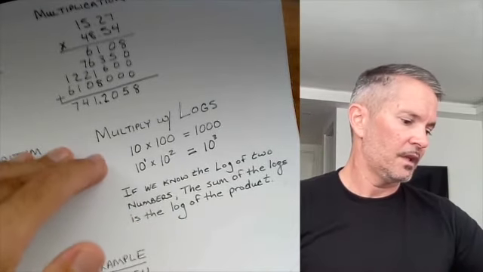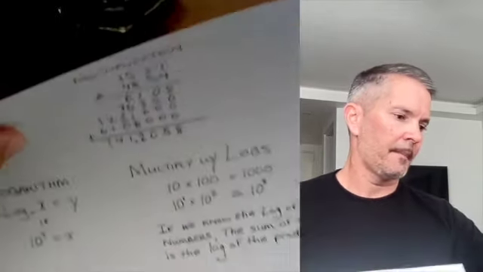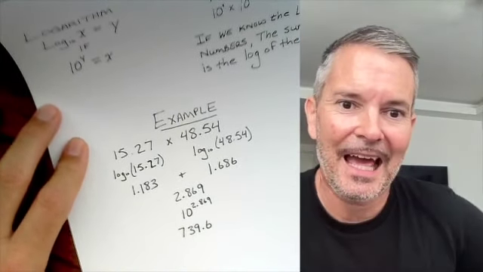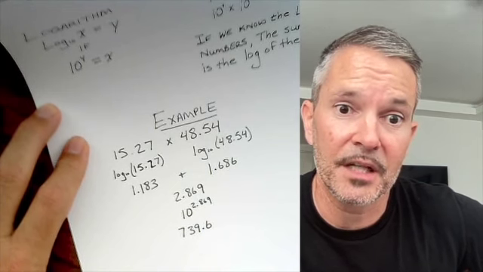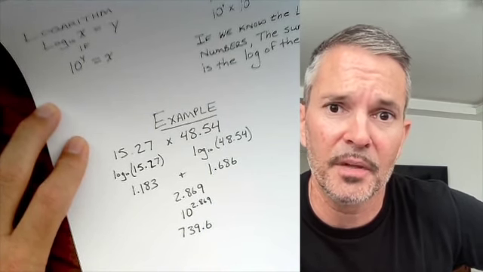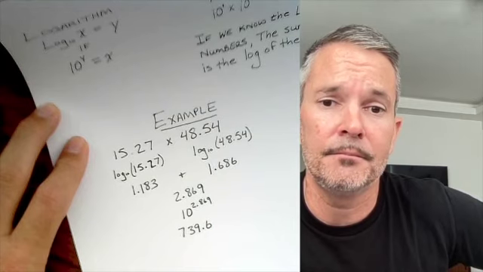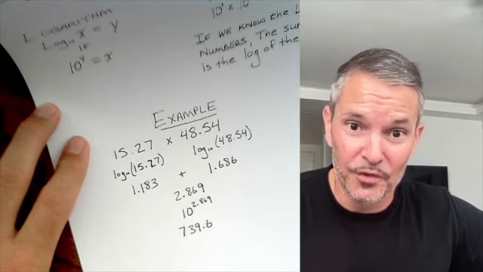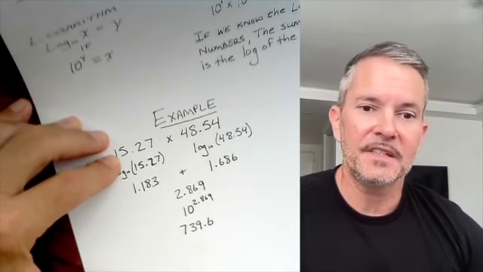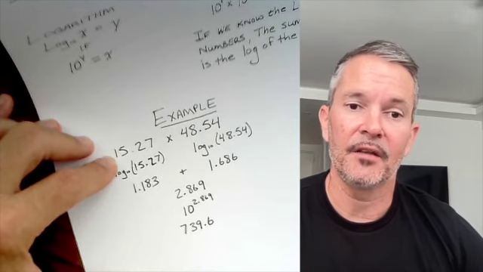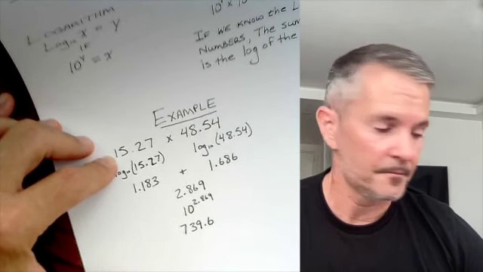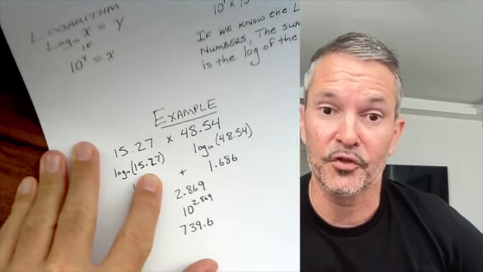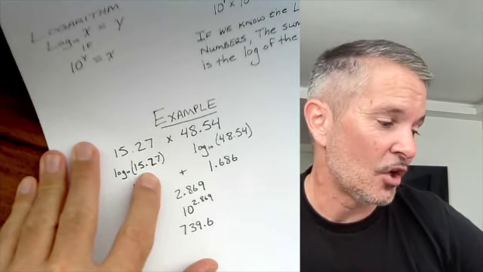So let's do a quick example here where I'm going to walk you through how this process would have worked, and then I'm going to explain a little more about how early professional computers were using these logarithms. So let's take our two numbers, 15.27 and 48.54. The first thing I have to do to use logarithms to perform a multiplication is take the log of each number.